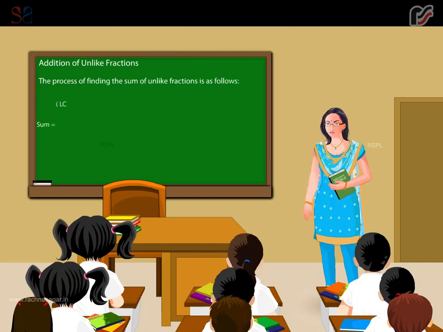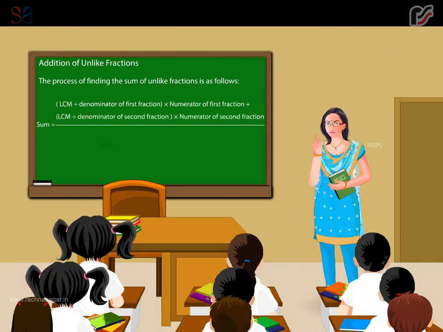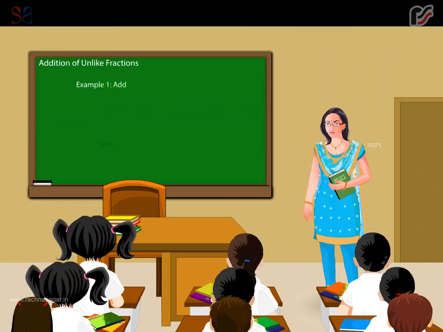Sum is equal to LCM divided by the denominator of the first fraction multiplied by the numerator of the first fraction, plus LCM divided by the denominator of the second fraction multiplied by the numerator of the second fraction, whole divided by the LCM of denominators. Example 1. Add 3 by 5 and 7 by 8. LCM of 5 and 8 is 40.